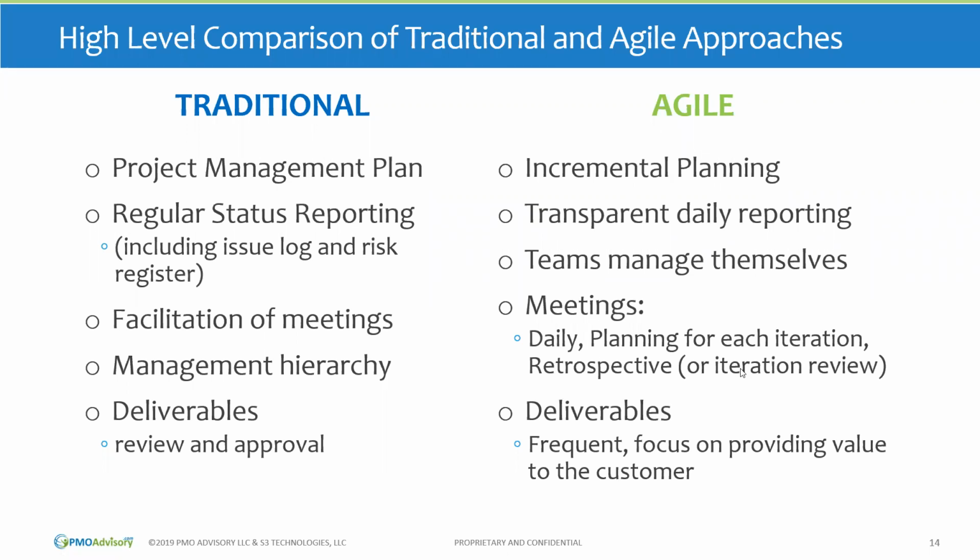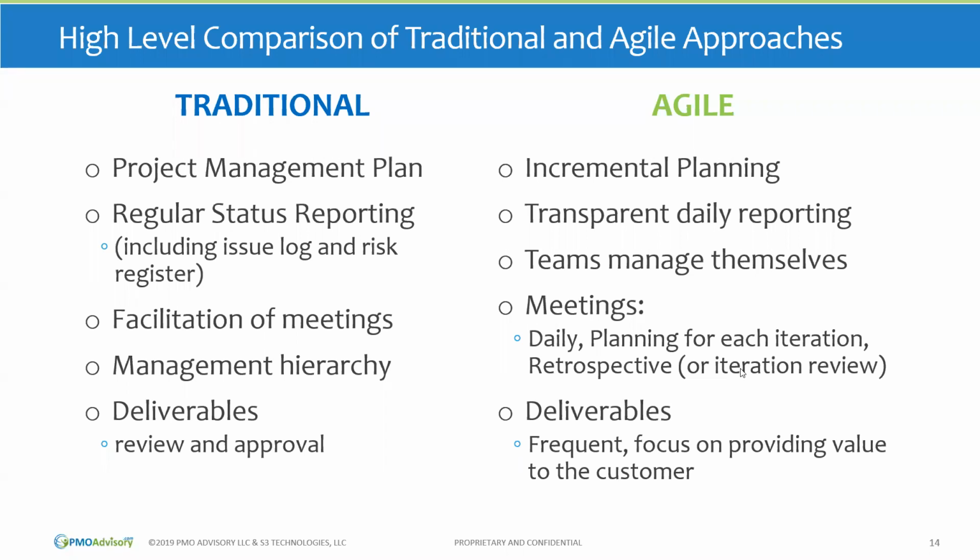Traditional, we have facilitation of meetings. The project manager or some other person facilitates meetings. In Agile, we also have meetings. We have some different meetings, like usually a daily meeting, a planning for each iteration. How often we have those depends how often our iterations are. And we have a retrospective or an iteration review, where we actually look at what we did in that iteration, what went well, what didn't, and go from there.